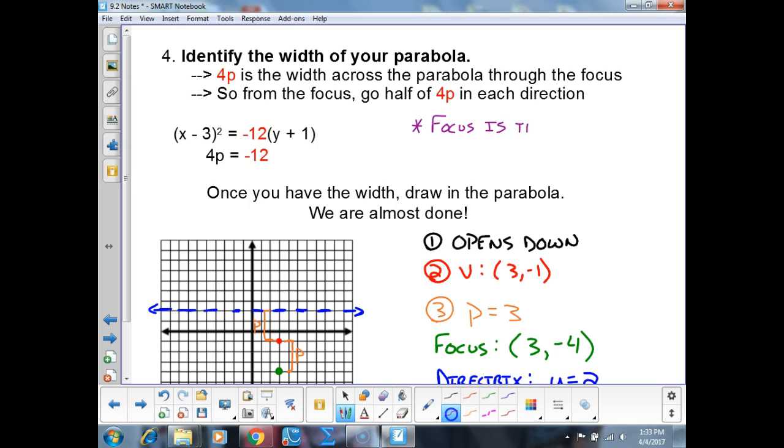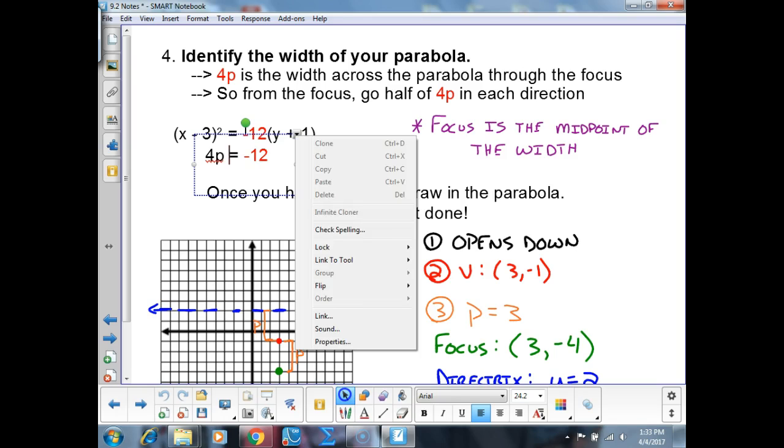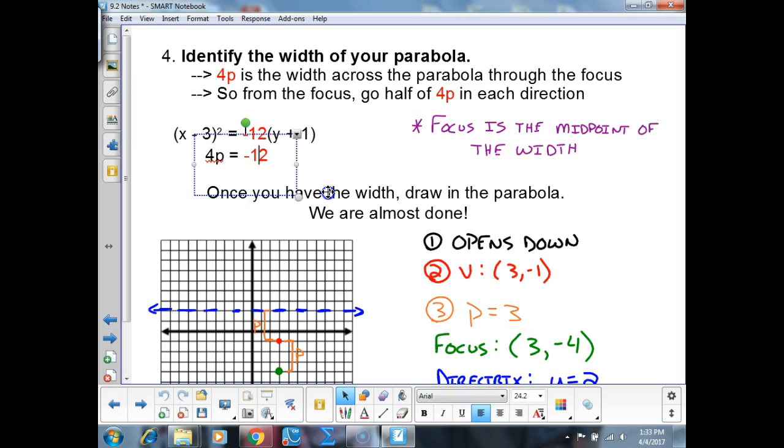Which means then that the focus is the midpoint of the width. Separate. Why won't you let me be separate? Don't be separate.